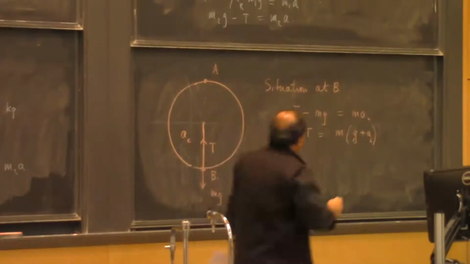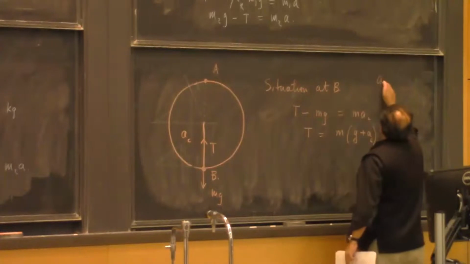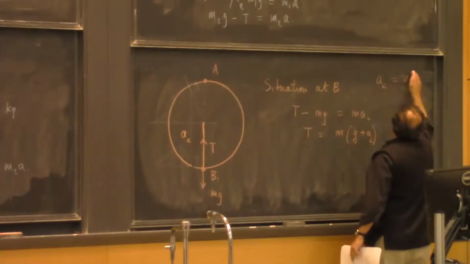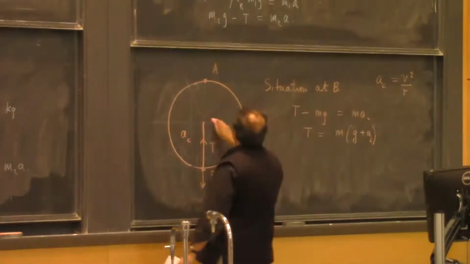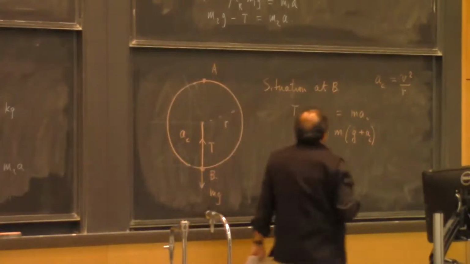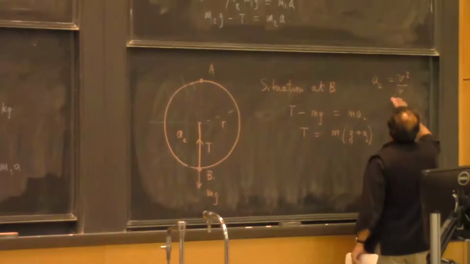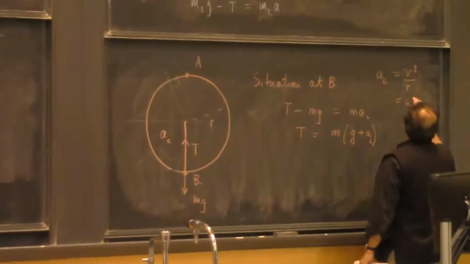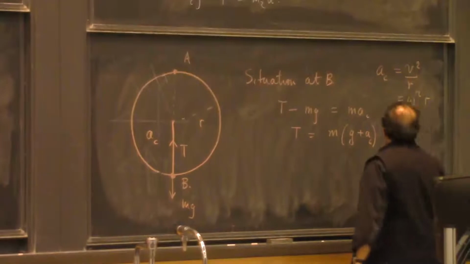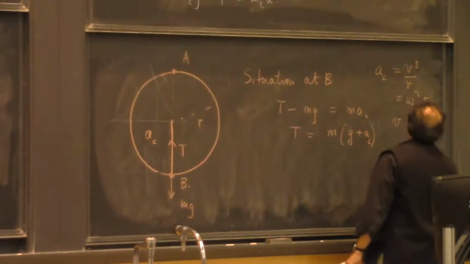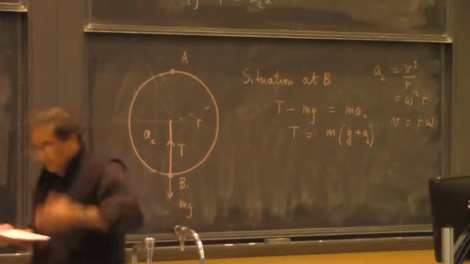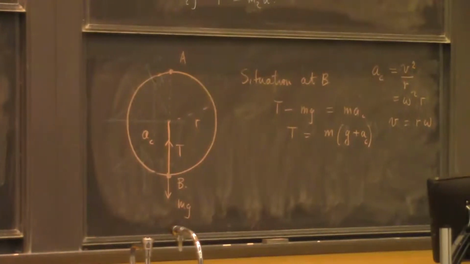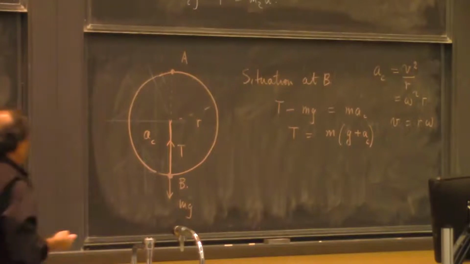Remember, centripetal acceleration a_c, the formula is v squared over r, r being the radius of the circle and v the speed, or equivalently omega squared r, where v, the speed, is omega r. Remember we did these last week. So that's where that comes from. So at the lowest point, the tension will be the highest.